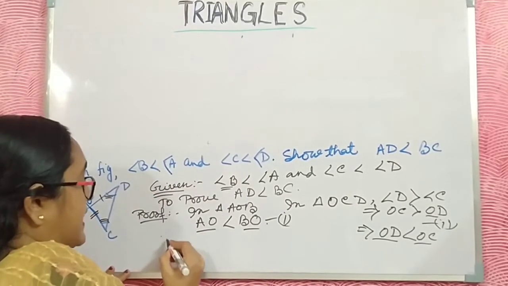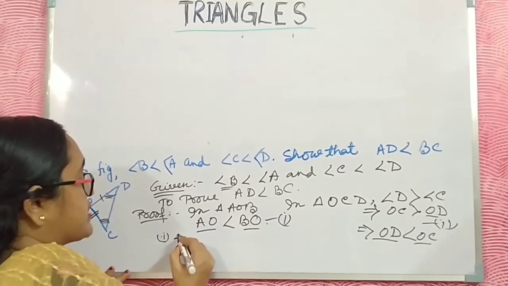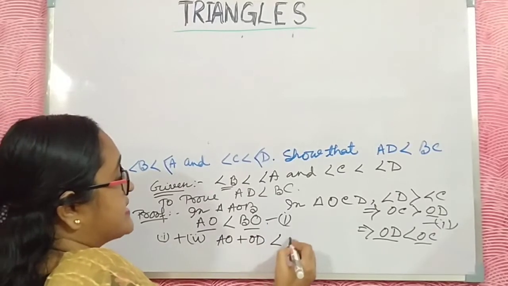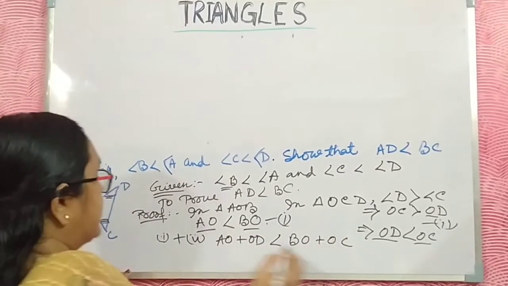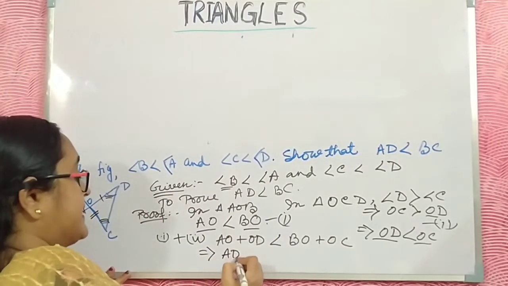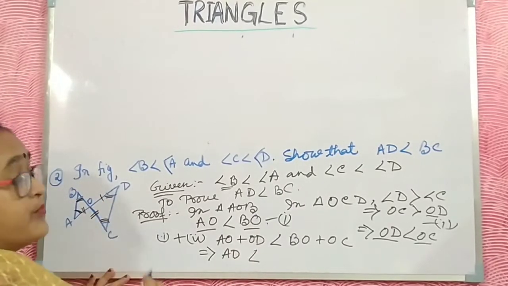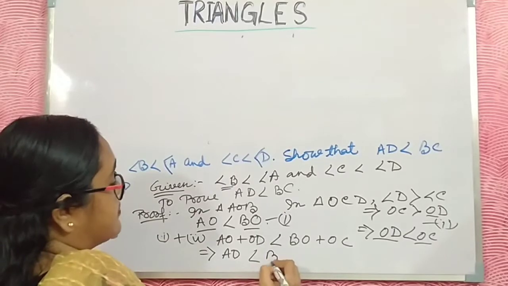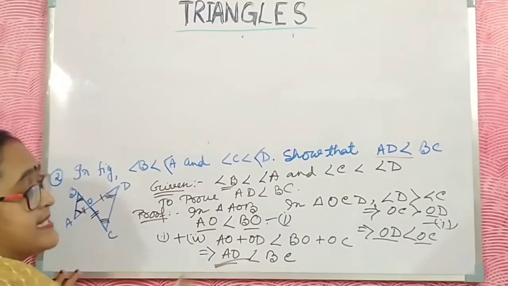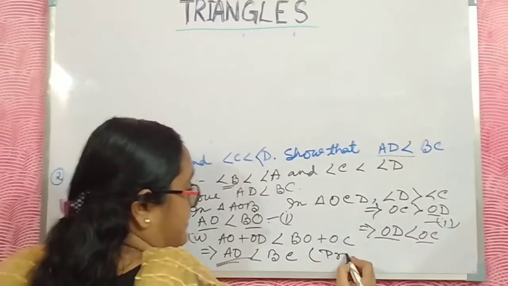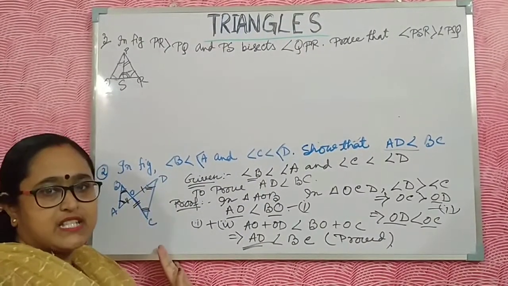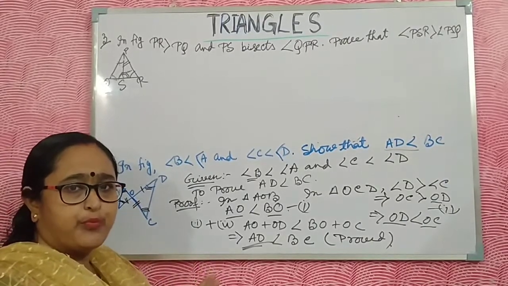Then, adding inequation 1 to inequation 2, we get AO plus OD less than BO plus OC. That means AO plus OD together gives AD, and BO plus OC together gives BC. This is proven: BC is greater than AD. Prove this one. Before going to the next part of the video, please pause the video and take a screenshot, or if you can, write it in your copy.